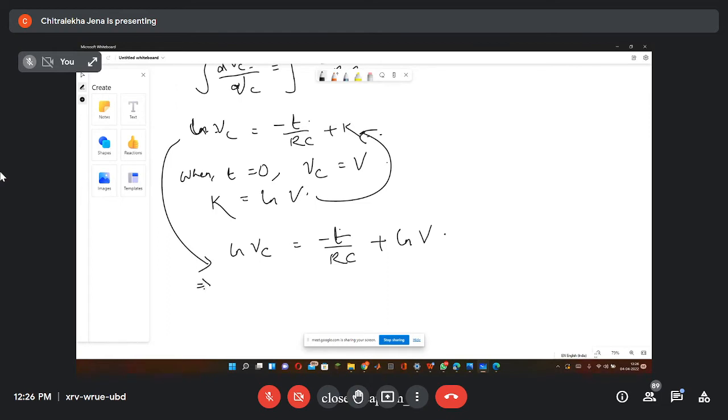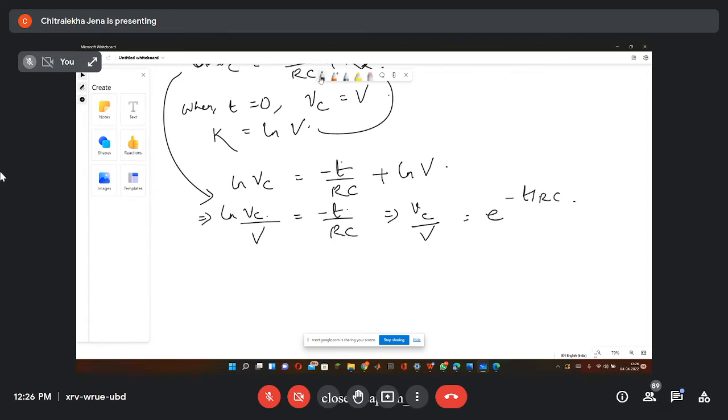So this implies how much? ln(Vc/V) is equal to minus t divided by RC, or this implies Vc divided by V is equal to e to the power minus t by RC, or this implies Vc is equal to how much? V e to the power minus t divided by RC. This is the equation of the voltage across the capacitor.